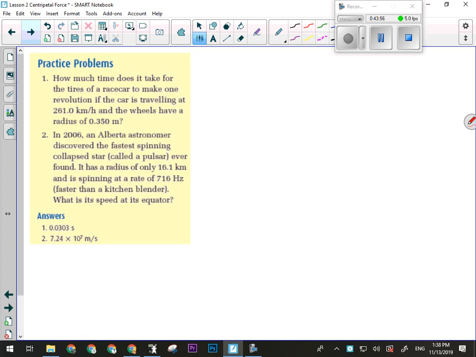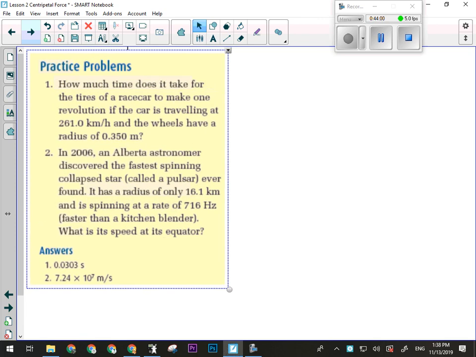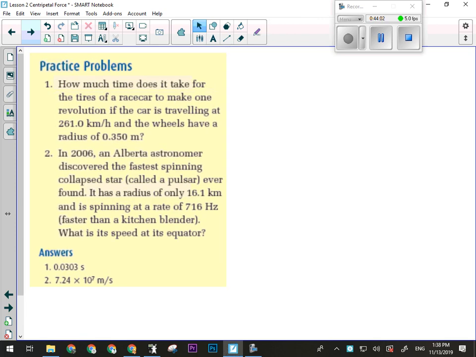Okay, I want you guys to try these ones. Question number 1 is mostly about units, making sure you have the right units. You're looking for how much time it takes for the tires of a race car to make one revolution if the car is traveling at 261 kilometers per hour and the wheels have a radius of 0.350 meters. What do you have to do to the kilometers per hour? Make it meters per second. All right, I'll give you guys a few minutes on those two, and then we'll go over them.